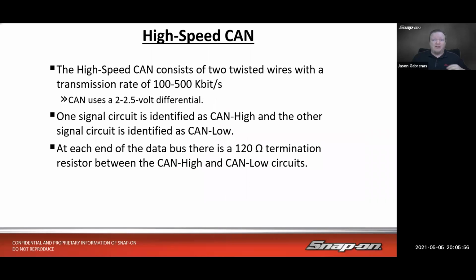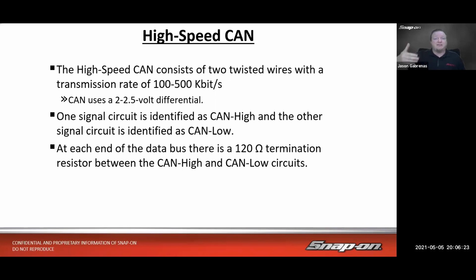When we talk about CAN, we talk about mainly high-speed CAN. There's also medium-speed CAN, low-speed CAN, and there's actually a higher-speed CAN than what we're talking about here as well. CAN consists of two twisted wires with a transmission rate of 100 to 500 kilobits per second. When you get down in that 100 kilobit range, you're talking about maybe a low-speed CAN. 250 kilobits is probably about a mid-speed CAN. 500 kilobits is your higher-speed CAN.